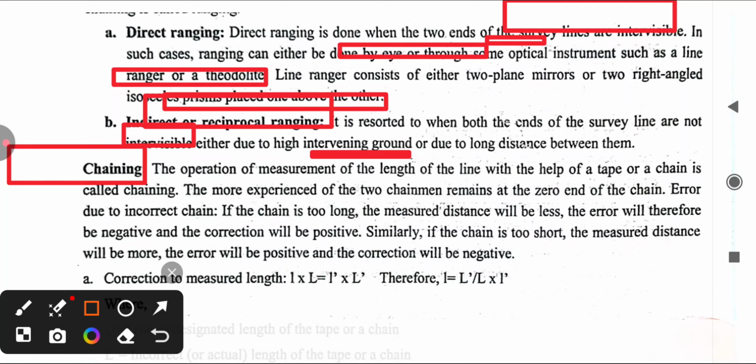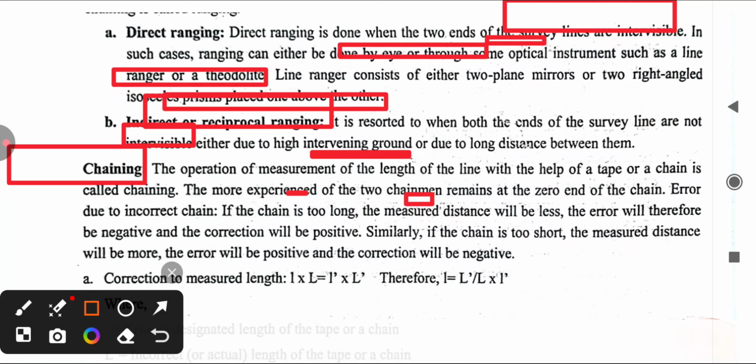Okay, chaining: the operation of measurement of the length of the line with the help of a tape or chain is called chaining.